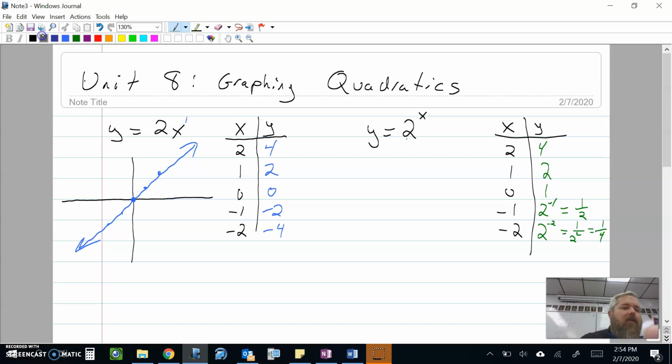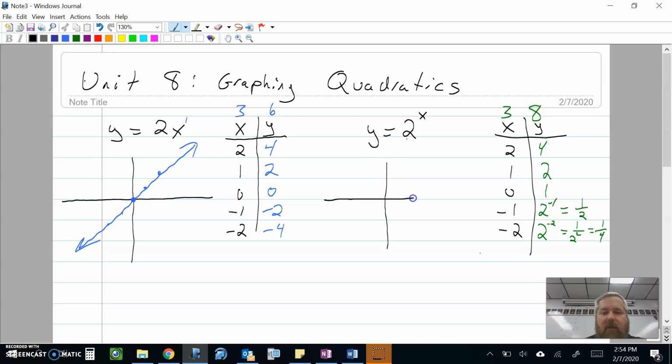Great! So, if we were to graph this, actually, before I graph this, let's go back here. What if x was 3 on this one? What's 2 times 3? Well, that would be 6. What if x is 3 on the exponential? What is 2 to the power of 3? That would be 8. Anyways, that's just a little difference.